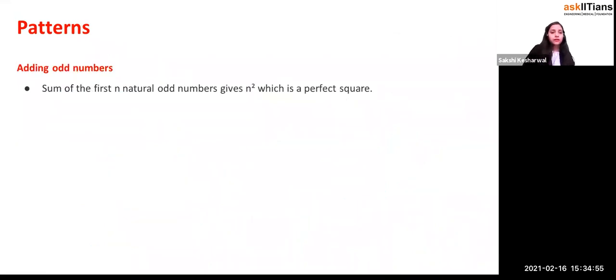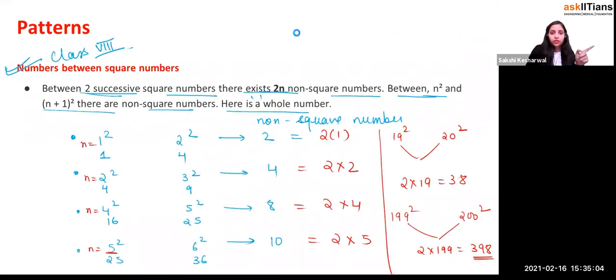Now, coming to the next pattern, beta, it says that the sum of the first n natural odd numbers is given by n squared, and this is a perfect square. See, over here, we did in the triangular numbers also.